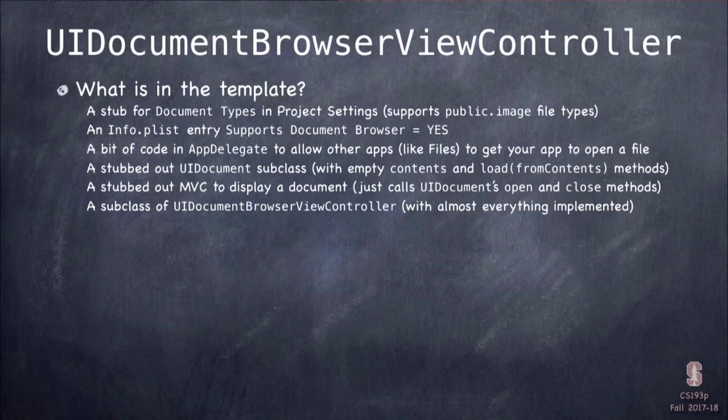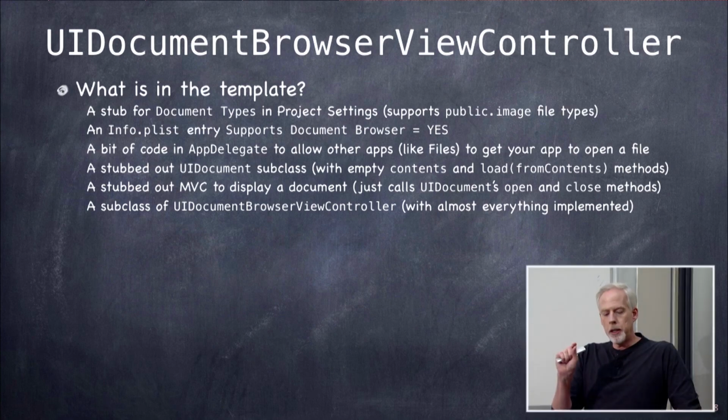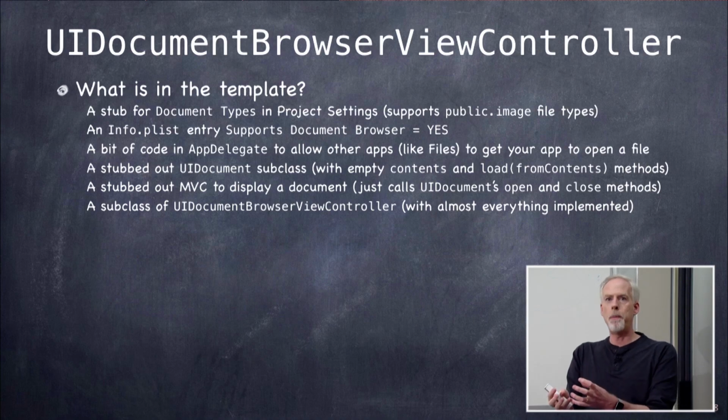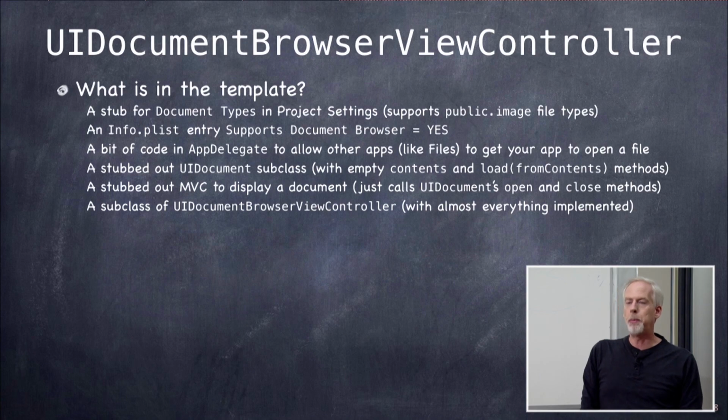One thing is that it stubs out the document types. It doesn't do JSON files, it does image files, but you can change it to JSON files or add more types. It also puts an entry in your Info.plist, which is very important, called supports document browser. That's basically saying that the documents stored inside your app sandbox are like real documents that people would want to open with the Files app or something like that. So that's an important entry to put in your Info.plist.